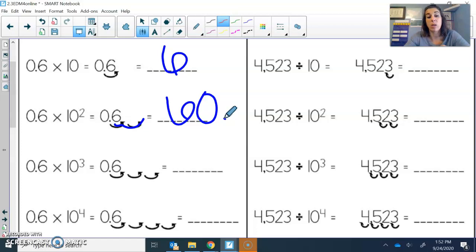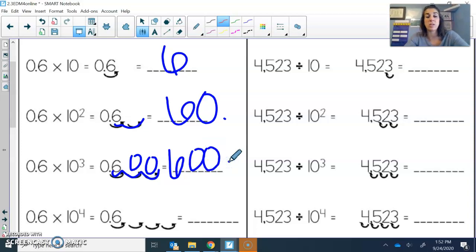6/10 times 10 to the 3rd, I'm moving that decimal place 3 loops with 2 placeholder zeros, so I'm going to have the answer 600. What would be 6/10 times 10 to the 4th power? You solve that now.